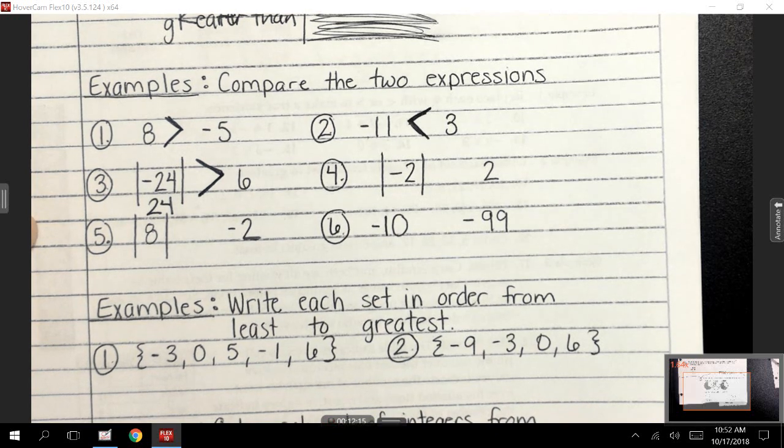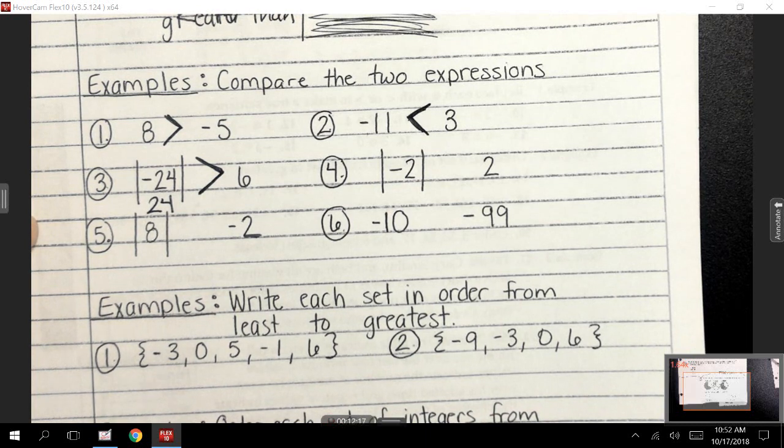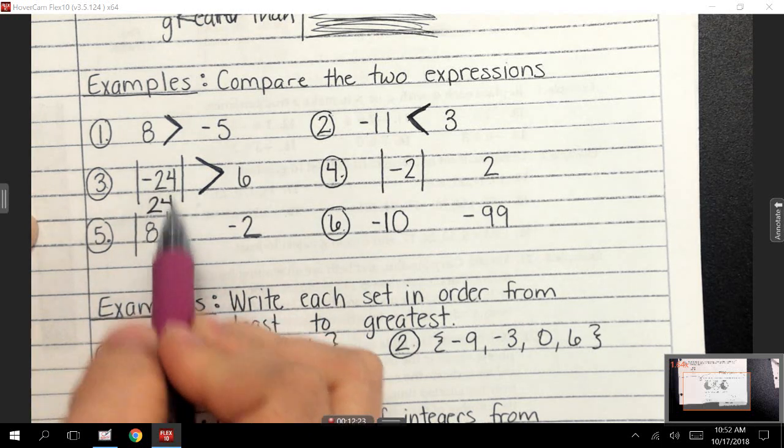On the homework tonight, no. On the review tomorrow and the quiz, yes. Last night, no, last night you didn't have any where you had to compare. Okay, you did have some where you had to find the absolute value.